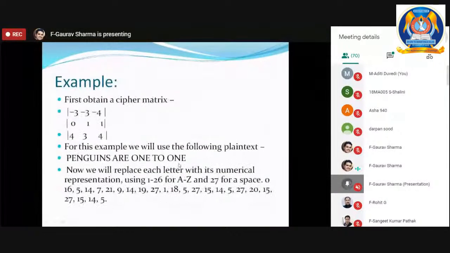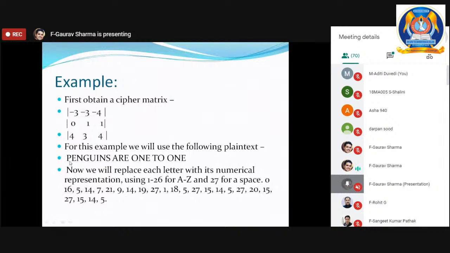See, here is the example. I have taken a random matrix: -3 -3 -4, 0 1 1, 4 3 4. I have taken this matrix just because it is invertible. So I can take any invertible matrix. For this example, we will use the following plain text. I have taken this message: penguins are 1 to 1. It's just a random message. Now we will replace each letter with its numerical representation using 1 to 26 for A to Z.